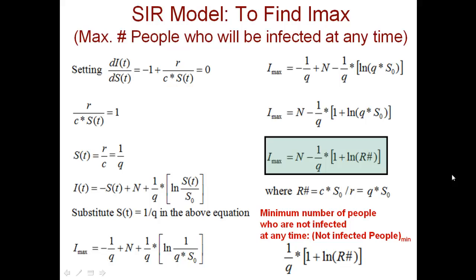And we would like to keep it as large as possible so that n minus that is going to be smaller. So that means we can keep the Imax smaller. We can keep the maximum number of people to be infected at any time as small as possible if you increase the value of this term and make it as close to n as possible.